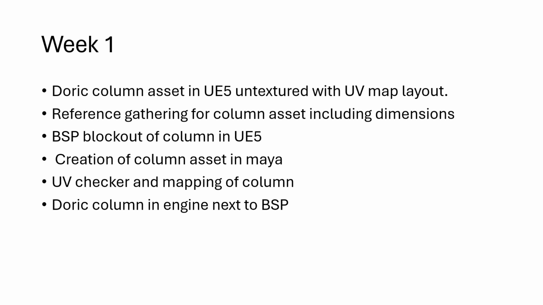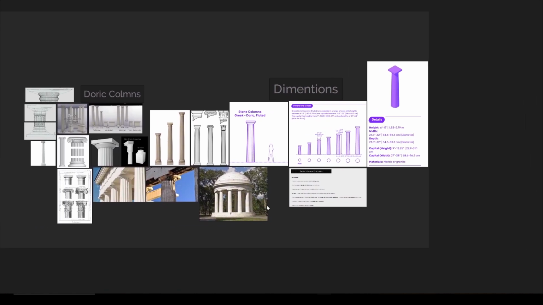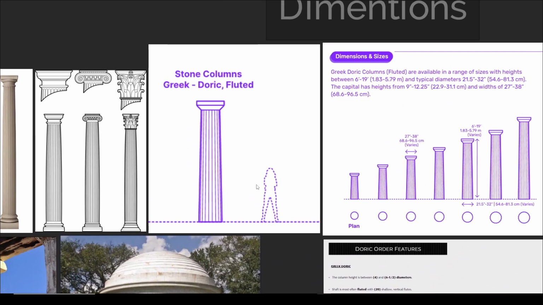This included gathering references, making a BSP in Unreal 5, creating the asset in Maya, and then UV unwrapping the asset. To start with, I've gone into PureRef to create some reference imagery of my Doric column. If we look on the right here, I started with the dimensions. I wanted to make sure that I had the dimensions correct to a character scale.